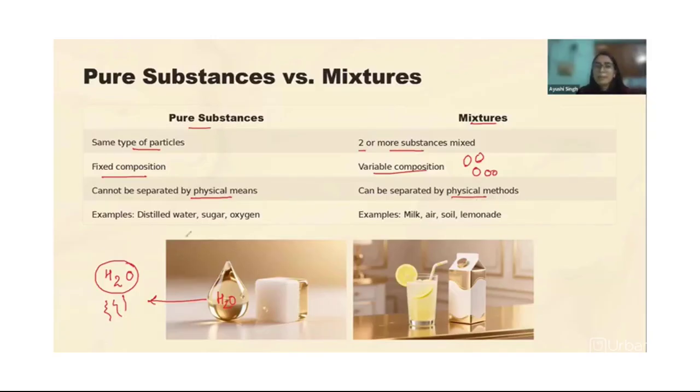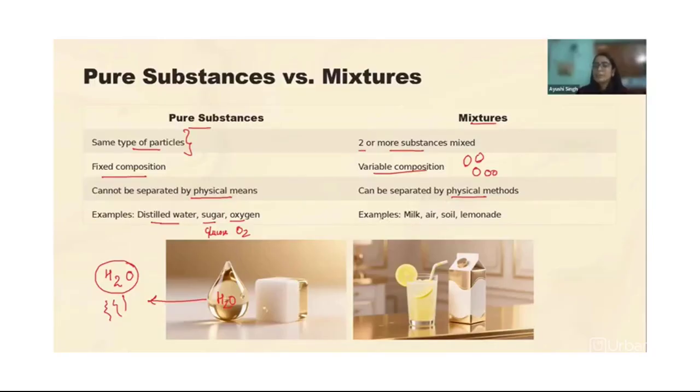Now, if we see the examples of pure substances, the examples would be distilled water, like I told you, sugar, oxygen. These are made up of only one type of particle. For example, sugar is made up of glucose and oxygen is made up of O2, right? Glucose, like you can write it the full word. Okay. Now coming to examples.